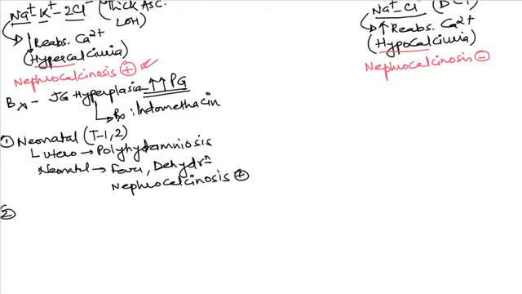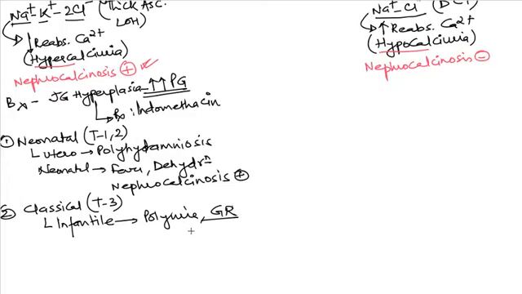The second type is the classical Bartter's, also known as type 3 Bartter's. These patients present in the infantile stage as polyuria and growth retardation. There is growth retardation in these patients. Important point to note here is that nephrocalcinosis is not a feature in classical Bartter's. It's an important point that should be noted here.